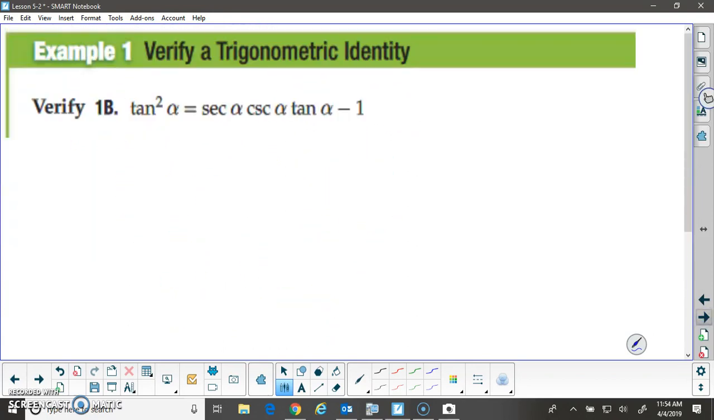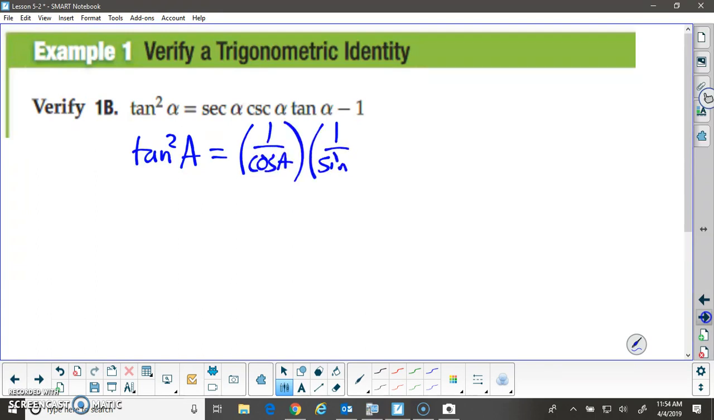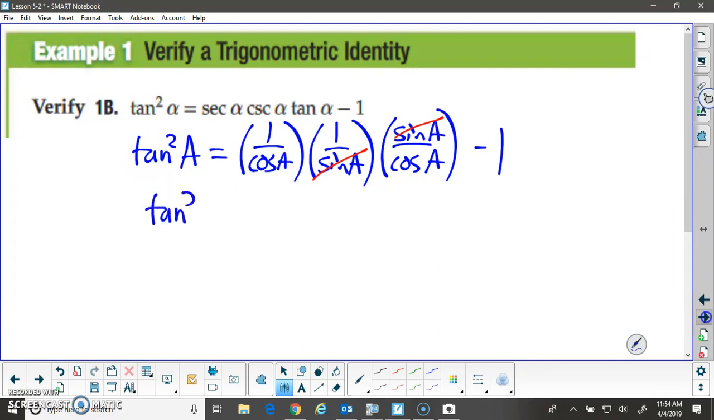Next example, this time the more complex side is on the right side. So I'm going to try to change the right side into the left side. And I'm going to use an A instead of an alpha. Let's change things into sines and cosines. And doing that allows me to cancel this sine of A with that sine of A. And so on the right-hand side, I'm going to be left with 1 over the cosine squared of A.